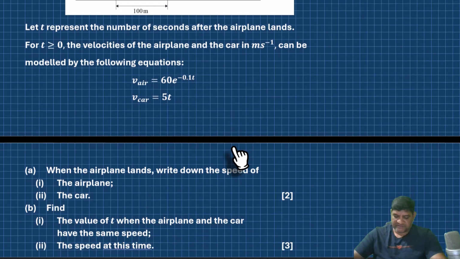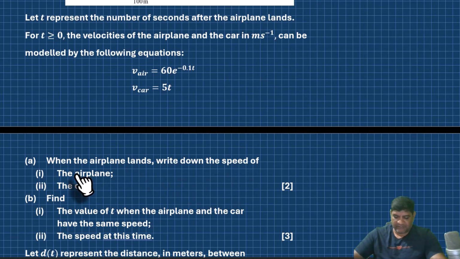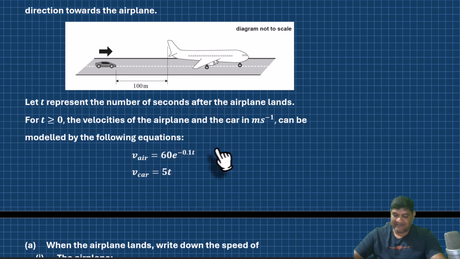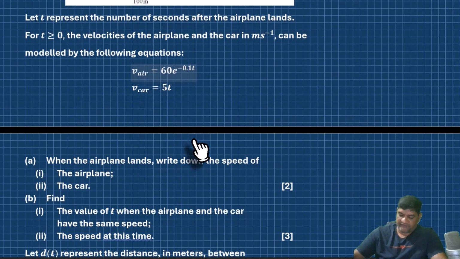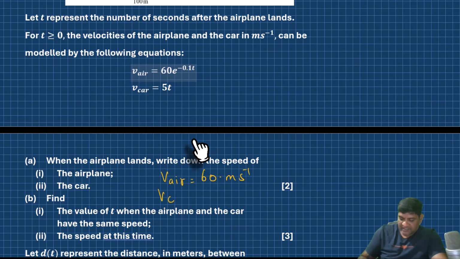So the first part of the question says, when the aeroplane lands, write the speed of the aeroplane and then the speed of the car. We know that when the aeroplane is landing, time is going to be 0 seconds, and I can simply substitute t equal to 0 here. So the velocity of the aeroplane is simply going to be 60 meters per second. And the velocity of the car is 0 meters per second. It also makes sense because the moment I substitute t equal to 0, this becomes a 0, and therefore 0 meters per second.